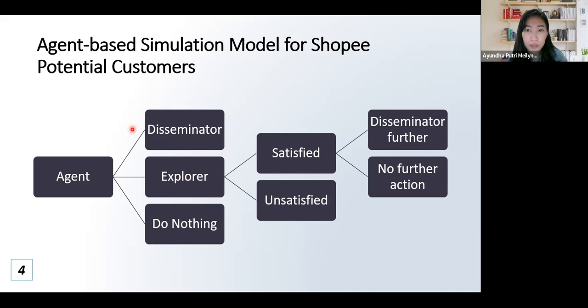Also, from this figure, it shows the explorer is divided into two: satisfied and unsatisfied. If the customer is satisfied, they are divided into two again. The first one is disseminator further. Disseminator further is a customer that buys a product, and there is no further action if the customer does not buy the product.